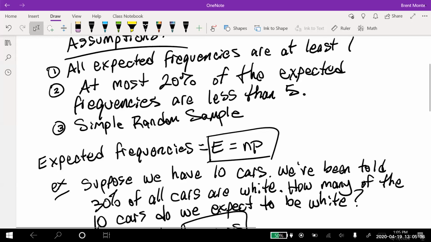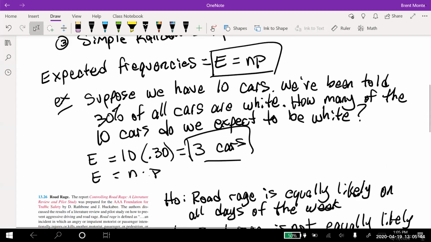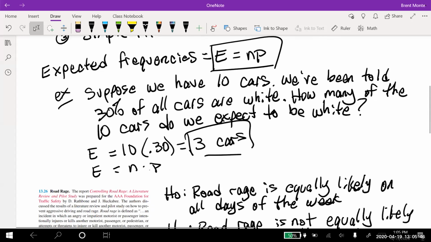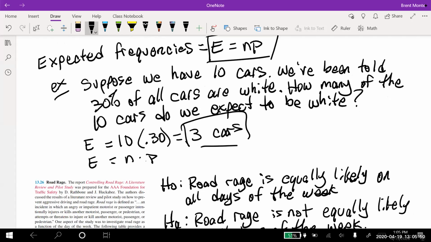Suppose we have 10 cars. We've been told that 30% of all match the population proportion. If the population proportion is 30%, or 0.3, then we multiply that 0.3 times the 10, and 10 times 0.3 is 3 cars. And so we know that. I think we usually think that sort of thing.